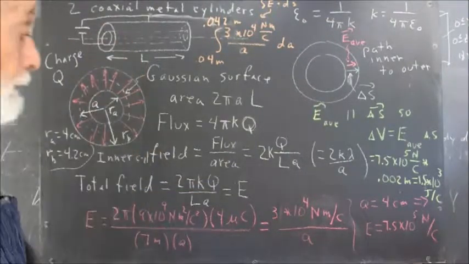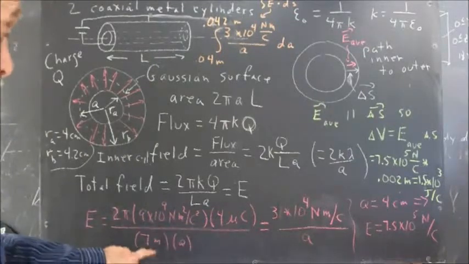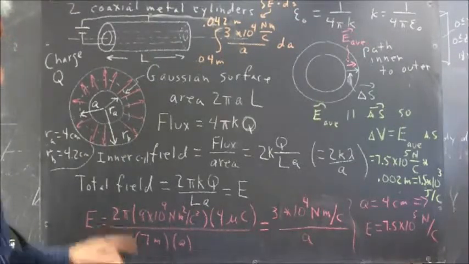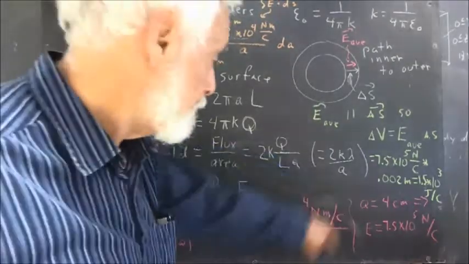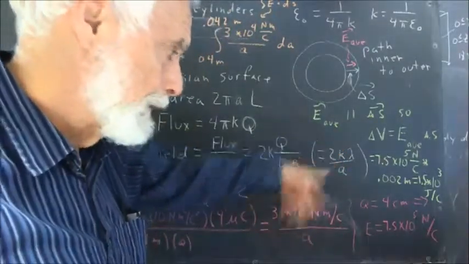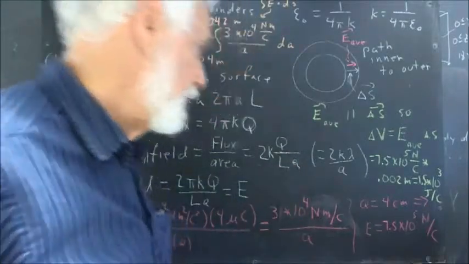Plugging the numbers for the problem, the 4 microcoulomb charge, the 7 meter radius, and the value of K, we end up with an electric field expression of 3 times, well, I'm not going to read it to you. Here's the electric field expression.